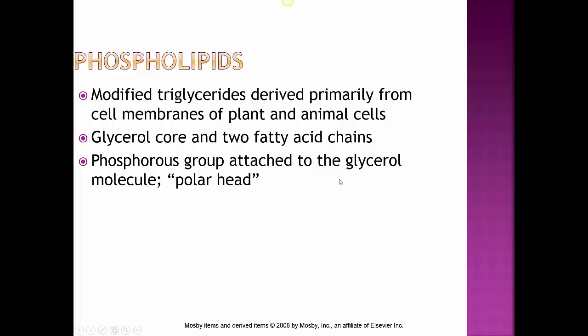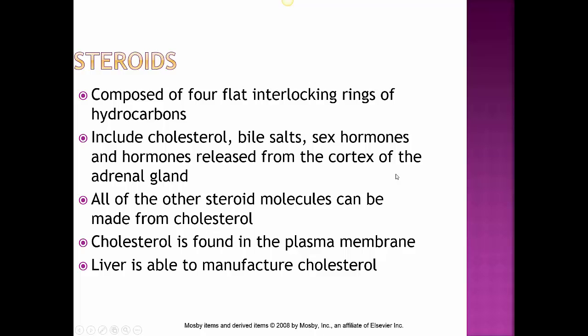Steroids are four flat interlocking rings of hydrocarbons. The main one is going to be cholesterol, and cholesterol is where you're going to get a lot of your sex hormones made from. They're also important in making bile salts. Pretty much all of your steroid molecules are going to be made from those cholesterol rings, and so these are going to be the main ones that we end up looking at.